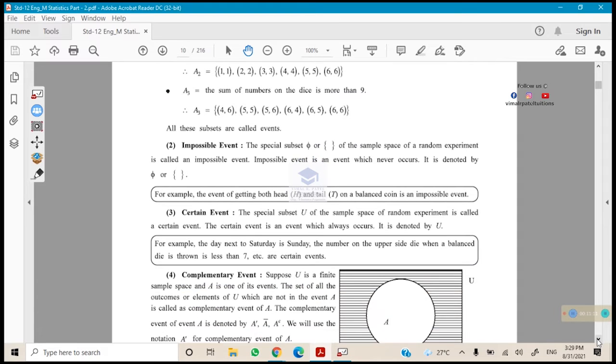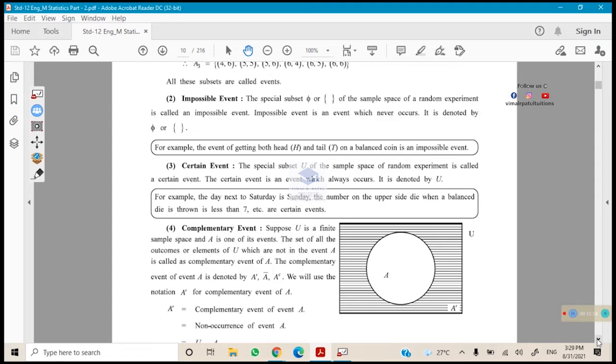Then impossible event. The special subset phi or null of the sample space. The event which is not going to happen is called an impossible event, which will never occur. It is denoted by phi or null set. Getting head and tail both at the same time by tossing a coin, getting number 9 on dice, getting number 0 on dice. No. Right? Drawing a blue color card, not possible. Only red or black. Getting 101% in exam, not possible. Total percentage is 100. That's it.